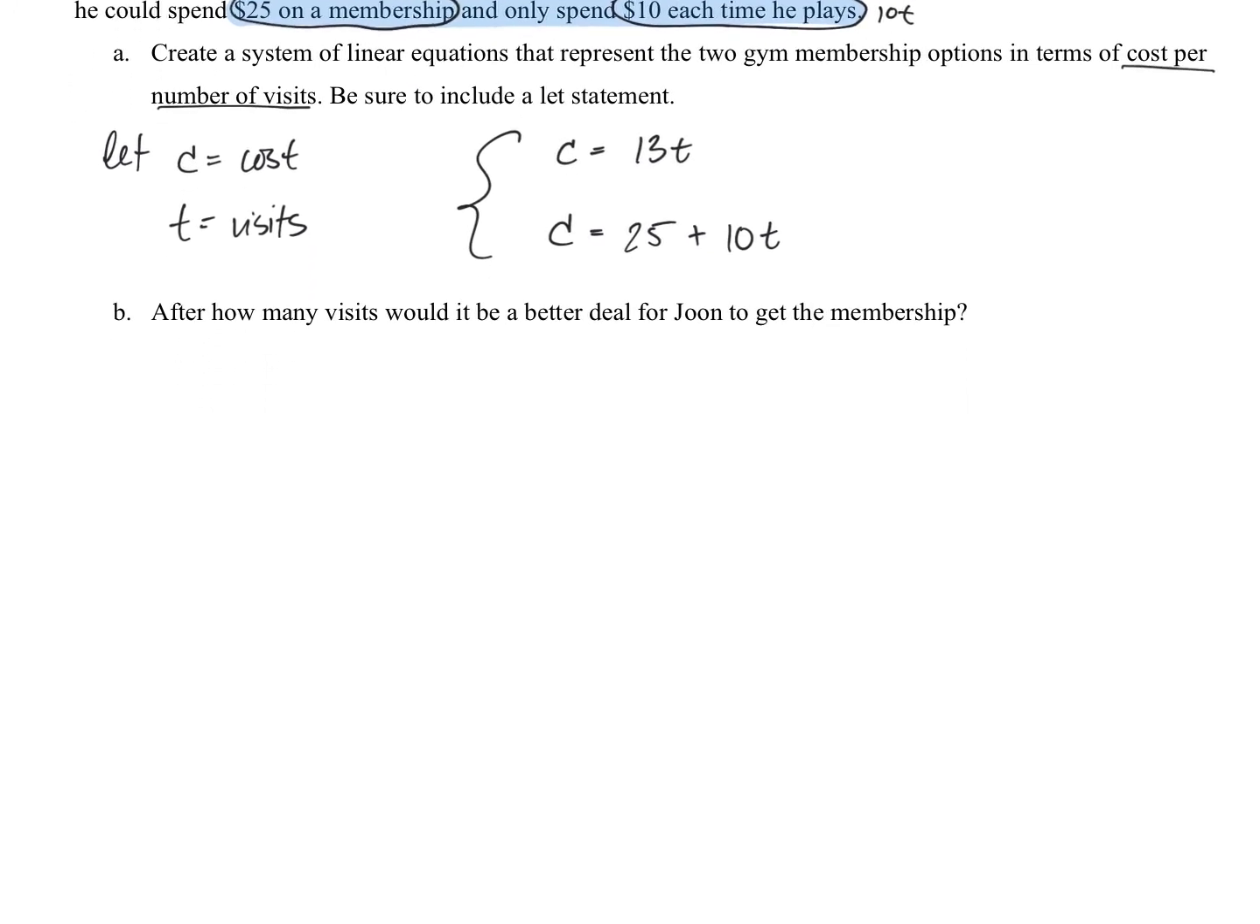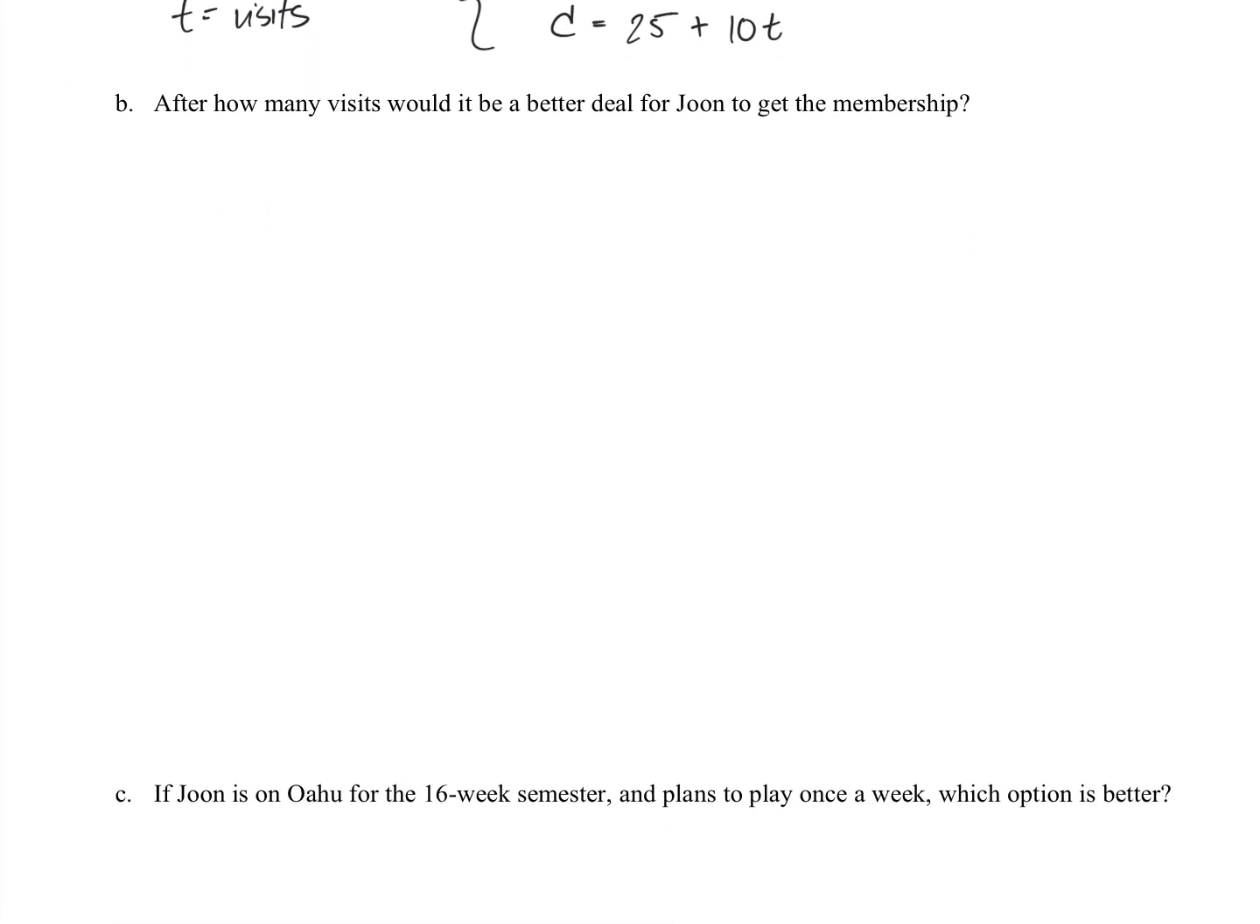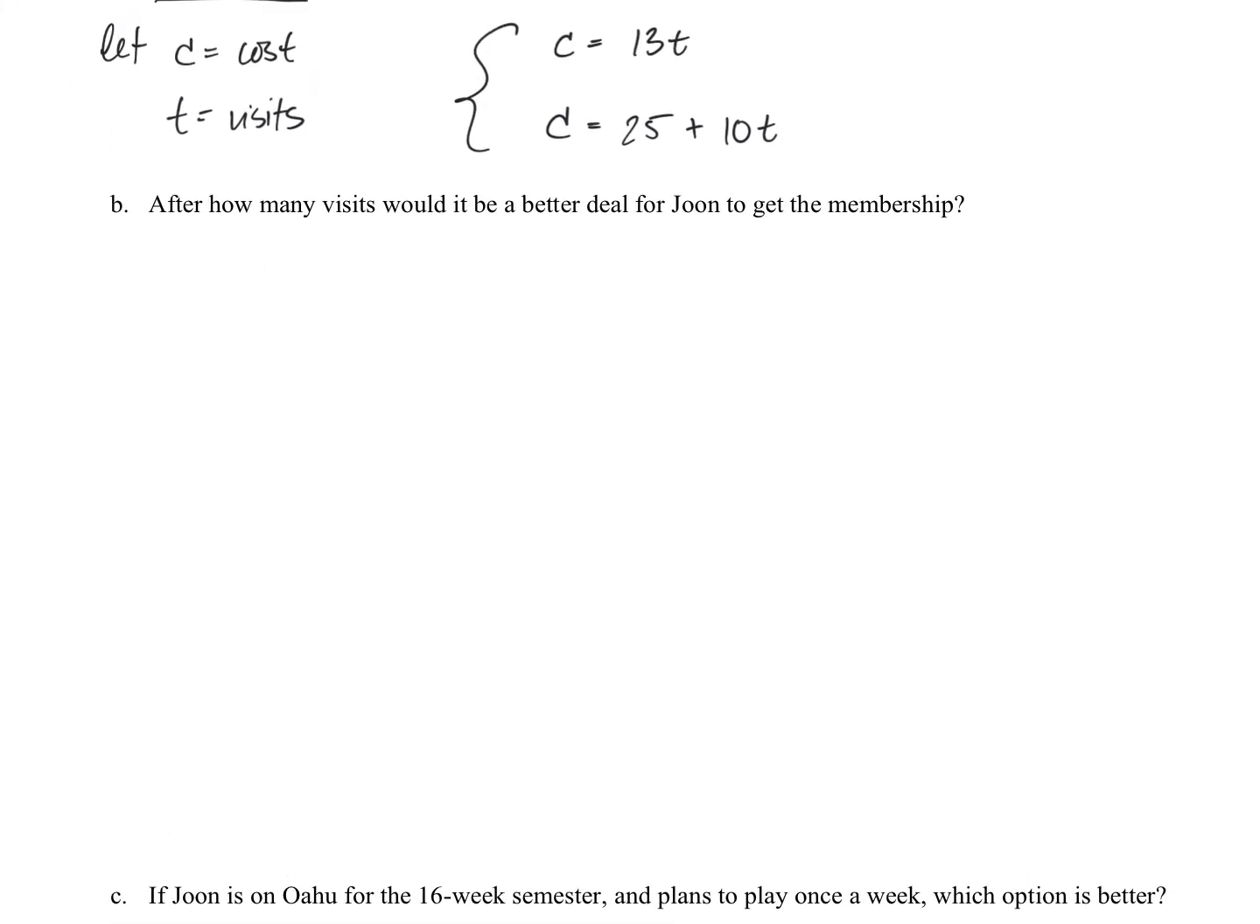Alright, so B, after how many visits would it be a better deal for June to get the membership? So this is going to be a little different than other systems. What we're going to do is we're going to equate these. We want to figure out when this equation would be better than this equation, which means we want to figure out when 25 plus 10t is going to be less amount of money, so less cost, than 13t. I want to figure out when this cost will be less than this cost. Let's go ahead and solve.